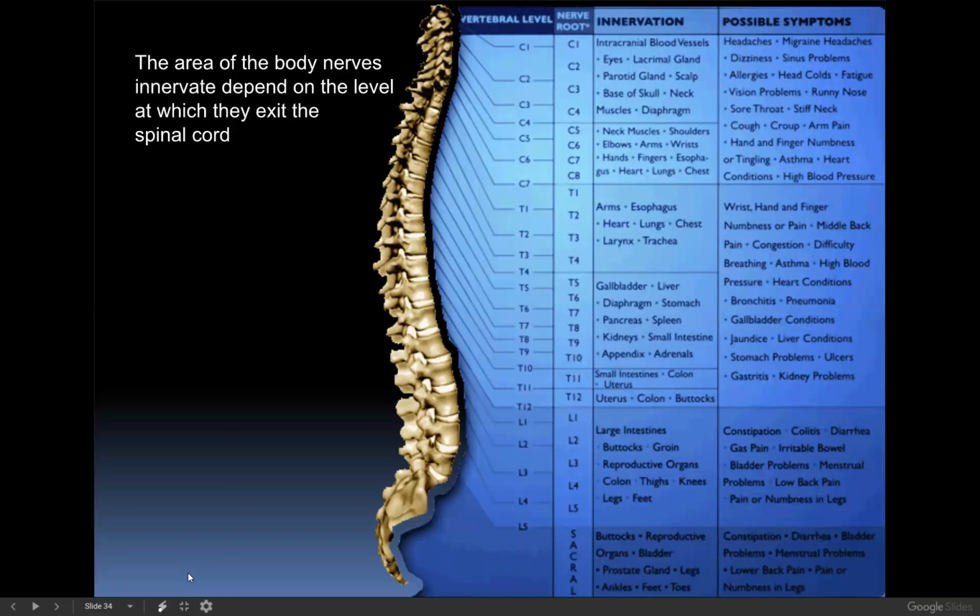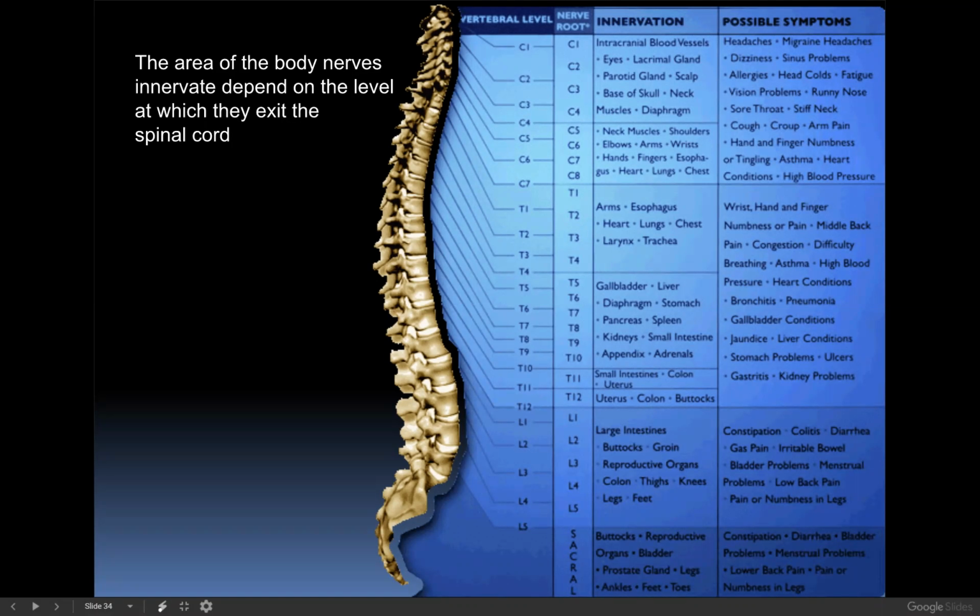So the area of the body nerves innervate depends on the level at which they exist in the spinal cord. The spinal cord is divided into segments that correlate with the level of the spine itself. There are 31 spinal nerves: 8 cervical, 12 thoracic, 5 lumbar, 5 sacral, 1 coccygeal. At each level, the ventral root and dorsal root combine to form the spinal nerve.